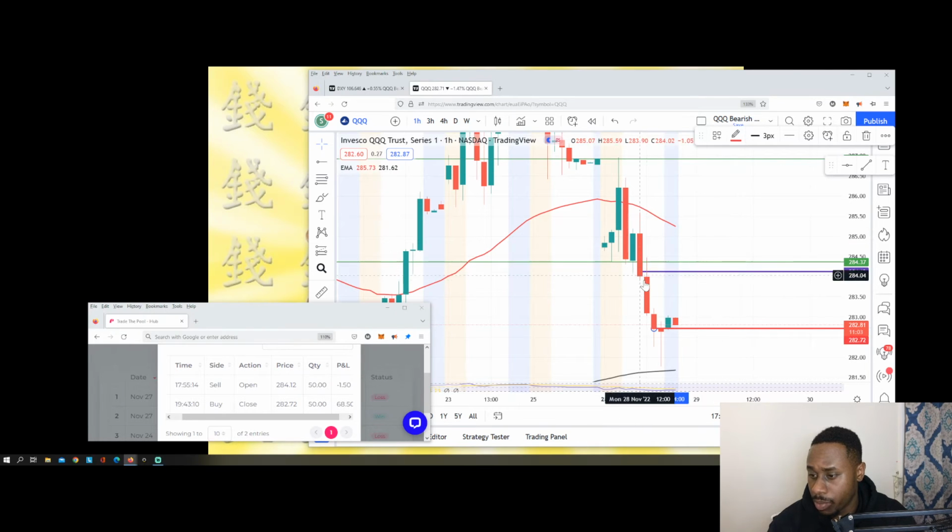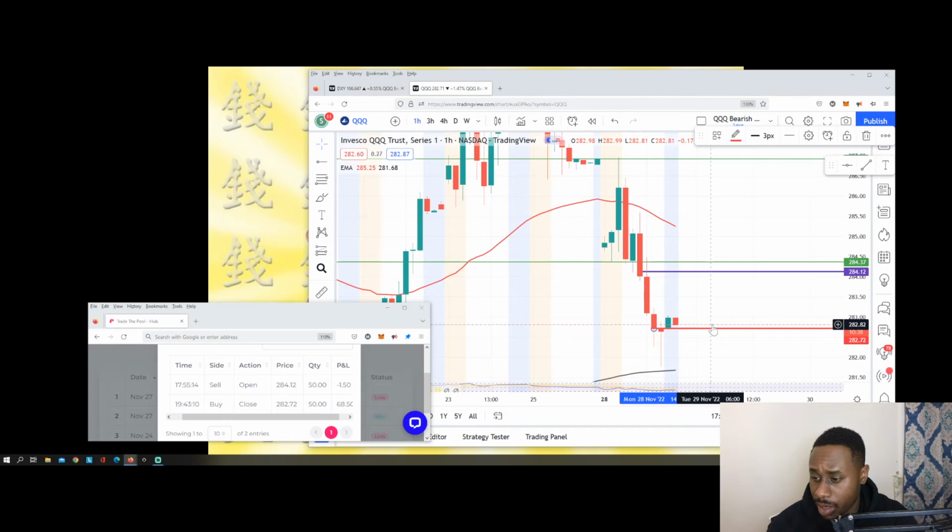So when I saw it break and close below here, I figured this would have become a new resistance, and then we would have traded back down here with my stop loss at around 285 actually, which would have been like I'm losing around $40 on that trade if it didn't go my way. And then I exited here, which had a profit of $68.